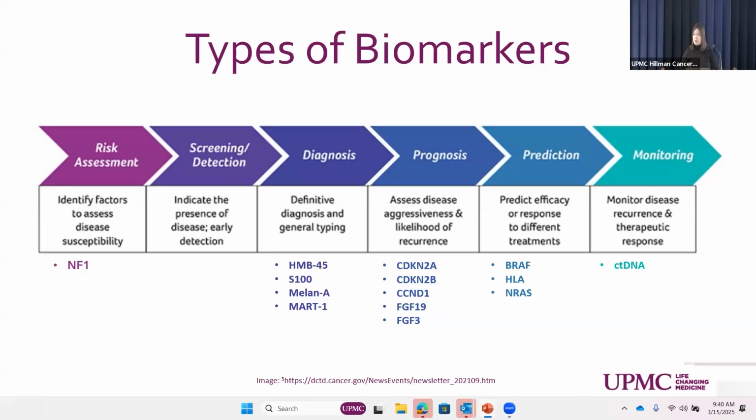And then monitoring, we use something called ctDNA, which is also sometimes known as a liquid biopsy, that you could actually monitor to see perhaps recurrence or a therapeutic response.